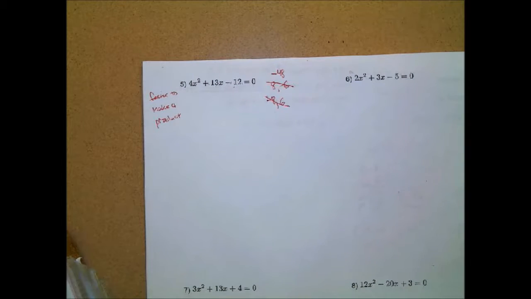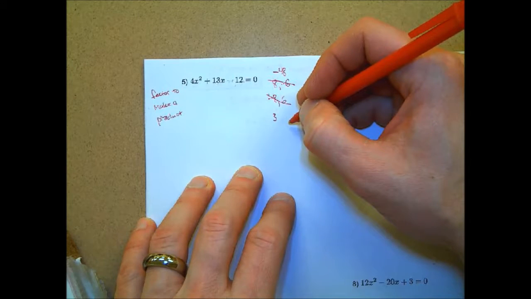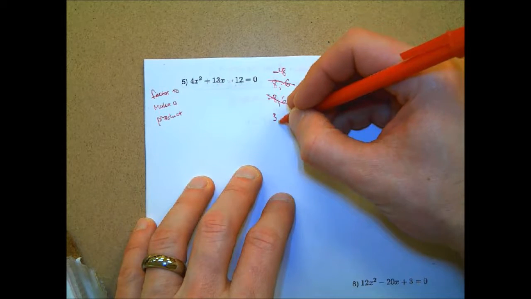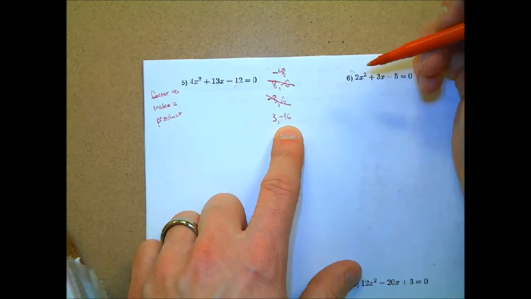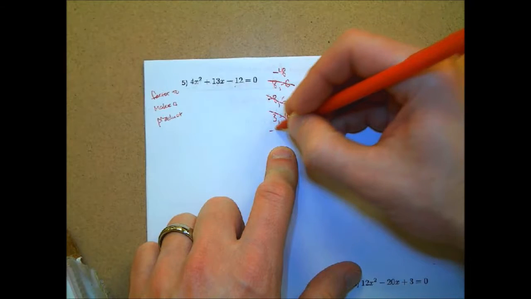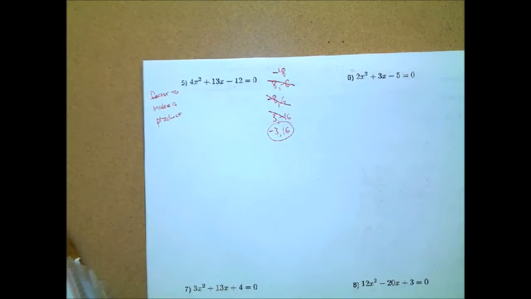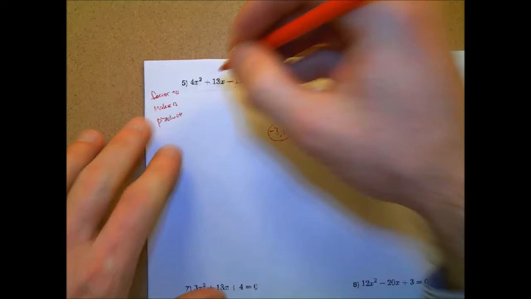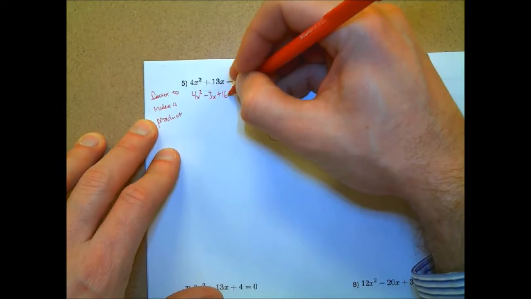So I'm going to help Alex out. What other pair of numbers could we use to multiply to negative 48? So let's try, should we do positive 3 and negative 16 or negative 3 and positive 16? Let's try it this way. Positive 3 and negative 16, do they add to positive 13? Nope. Negative 3 and positive 16, do they add to positive 13? Yes, there's our pair. Okay? So we've got 4x squared minus 3x plus 16x minus 12 equals 0.